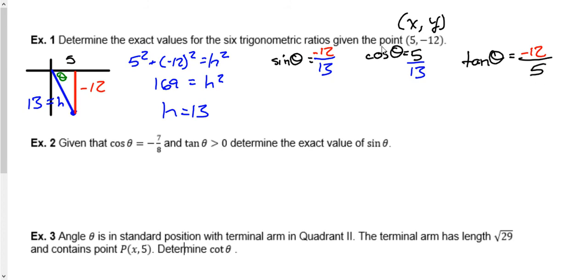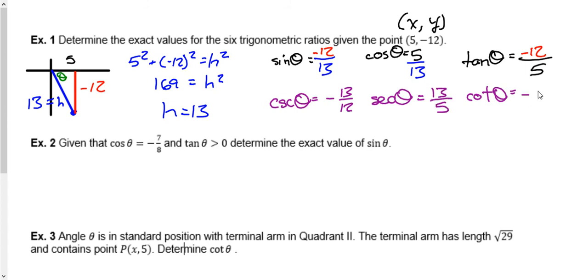There we go. So those are my primary trig ratios. To write down my reciprocal trig ratios, sine goes with cosecant, cos goes with secant, and tangent goes with cotangent. If I have a fraction already, the reciprocal of it means just flip that fraction around. So I have a new fraction of 13/12 for cosecant, 13 over 5 for secant, and negative 5/12 for cotangent.